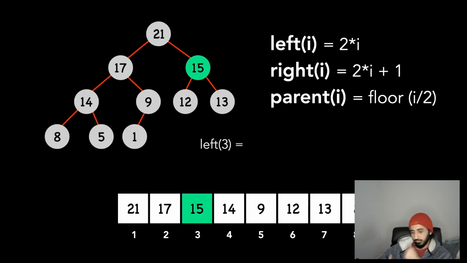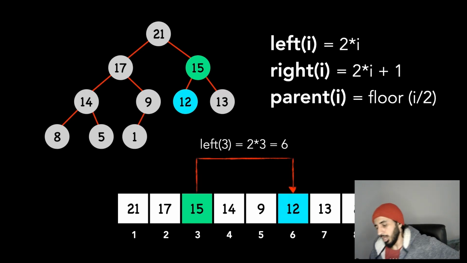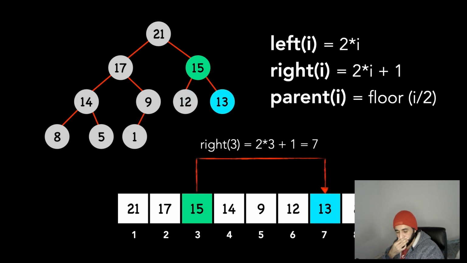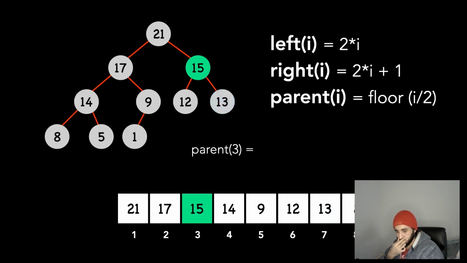Let's take a look at 15, which is at index 3. The left child of 15 is equal to 2 times 3, which is the 6th index, and the node value of 12. The right child of 15 is 2 times 3 plus 1, which is the index of 7, or the node 13. Lastly, the parent of 15 is the floor of 3 divided by 2, which is the first index and the root of our tree, 21.